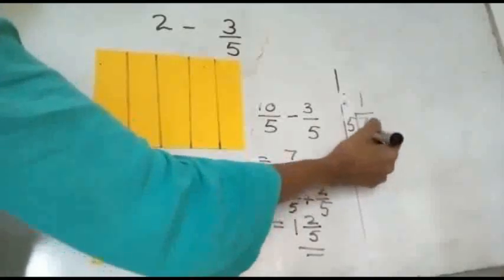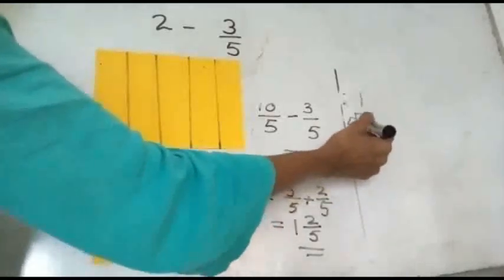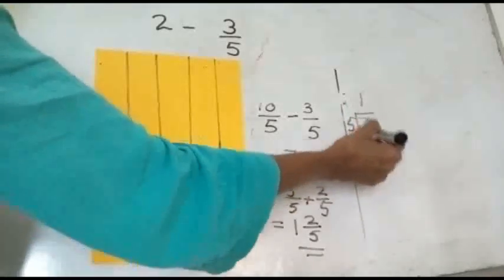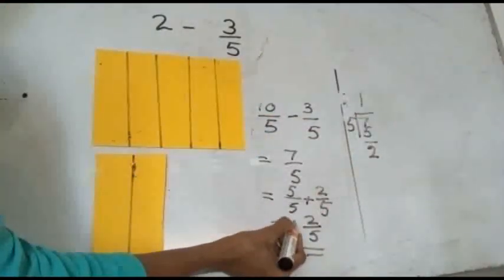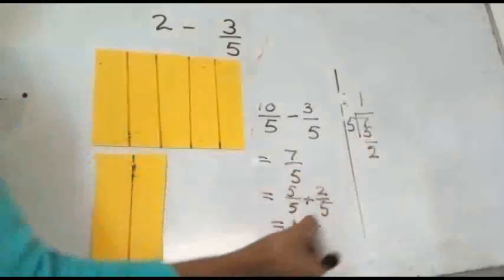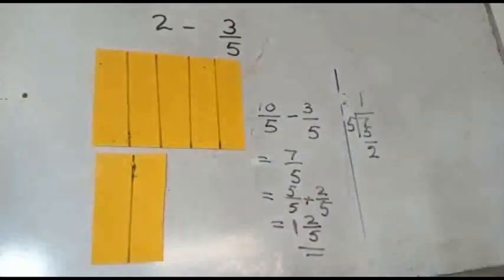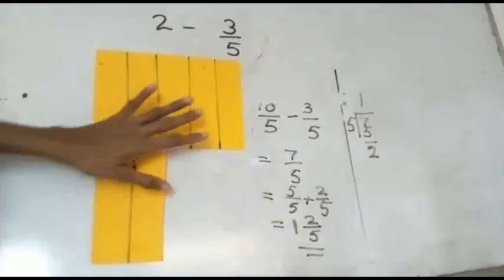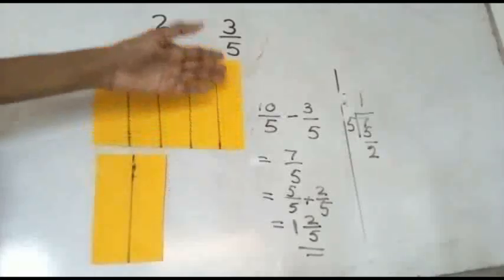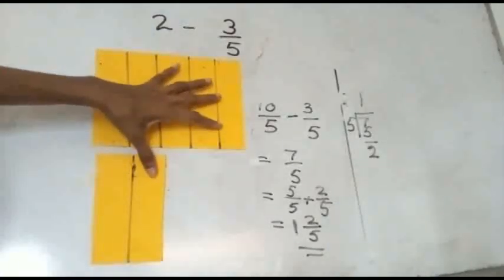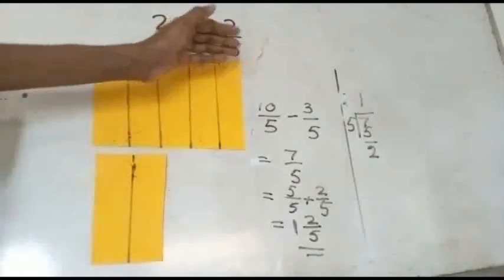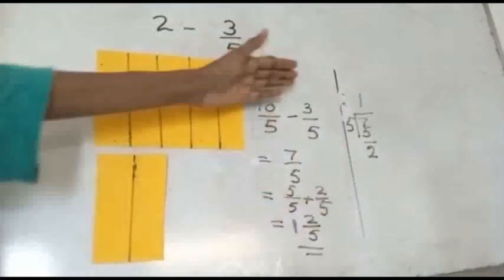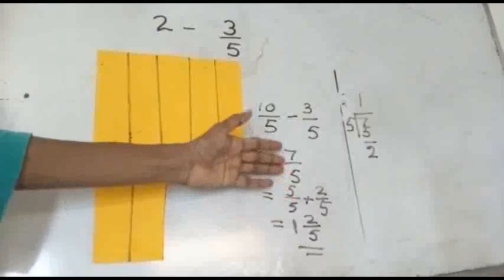1 times 5 is 5. 7 subtract 5 is 2. Here 1 is the whole number, and 2 is the numerator, 5 is the denominator. 1 and 2 fifths is the answer. This is an activity. Then we have a question. We aren't cutting papers. We do only this calculation.